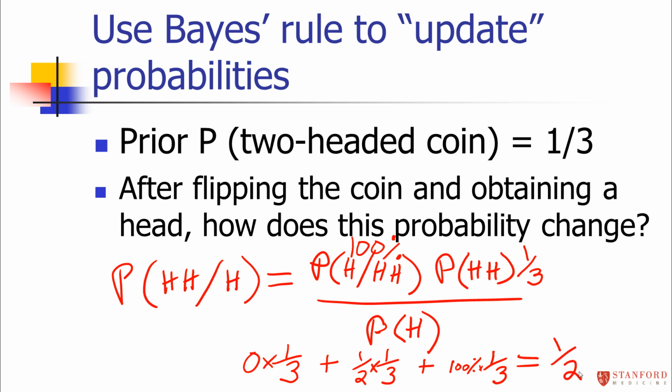So now we can just calculate: 100% times 1/3 divided by 1/2 is equal to 2/3. So once we flip the coin one time and it comes out heads, we now have a 2/3 chance that we have the two-headed coin. So we've updated our probability from a 1/3 chance to a 2/3 chance.